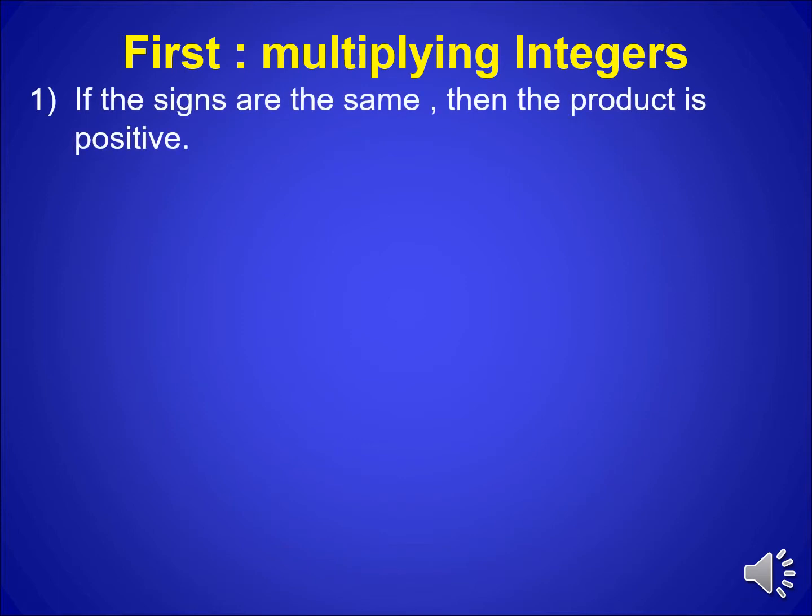If the signs are the same, then the product is positive. If I have two numbers with the same sign, the product is positive. That means if I have two numbers with the positive sign, positive times positive, it will be positive. And if I have two numbers with negative sign, negative times negative, it will be positive also.